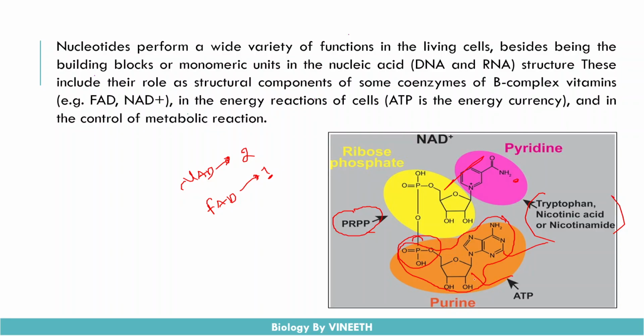The same structure goes for FAD also, but FAD contains only one nitrogenous base. This is the major difference between FAD and NAD, and both are involved in electron transfer. The vitamin involved in the formation of NAD is niacin, which you can also call nicotinamide or nicotinic acid, and the vitamin involved in the formation of FAD is riboflavin. These two are the vitamins involved in the formation of the coenzymes.